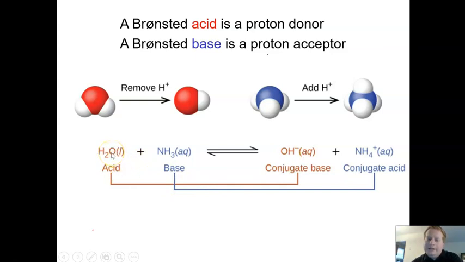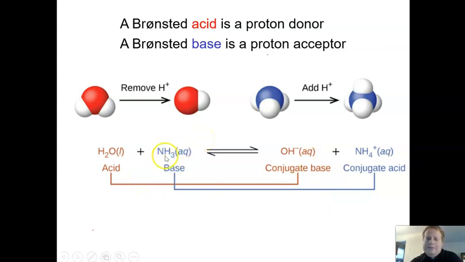H2O from left to right gives up an H+, becomes OH-. From right to left, it accepts that H+ and becomes H2O. So that means it's acting as a base going from right to left. So it's its conjugate, con meaning with, they act as a pairing together.